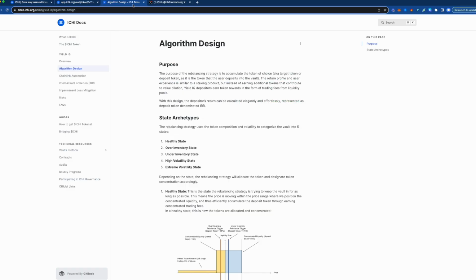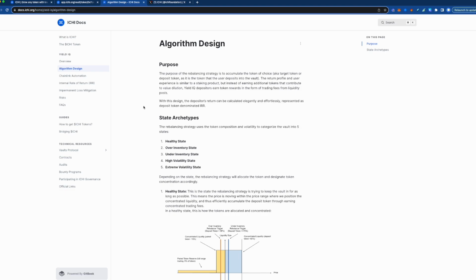Okay, so let's go over to the docs. As usual, I would suggest you dig through these docs and read them yourself. Go to the ICHI Discord or Telegram or whatever, ask more questions, and verify what I'm saying here. But it's pretty interesting. Like I said, this is a concentrated liquidity managing program. So it's hands off. You put your money in, and the algorithm and the keepers do everything for you.